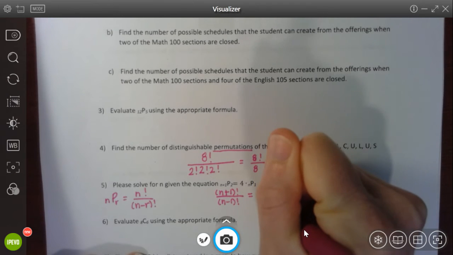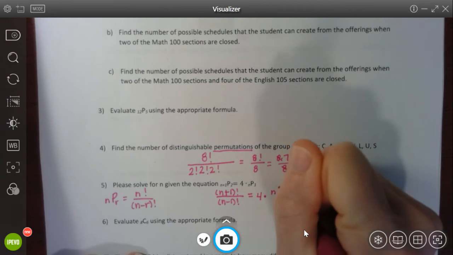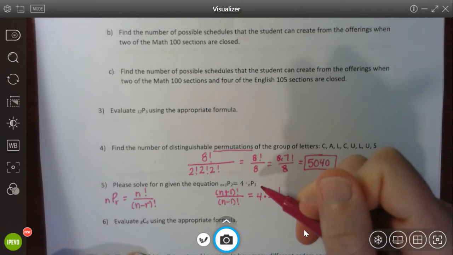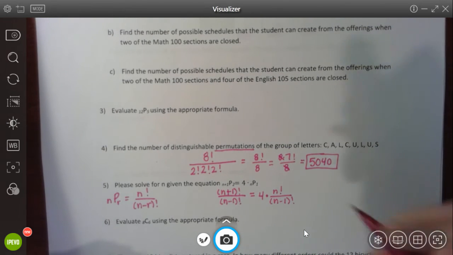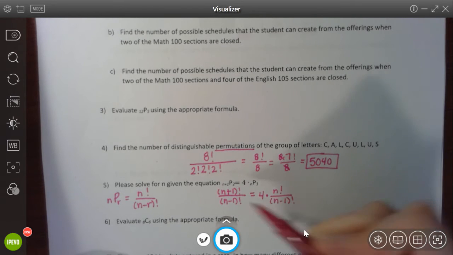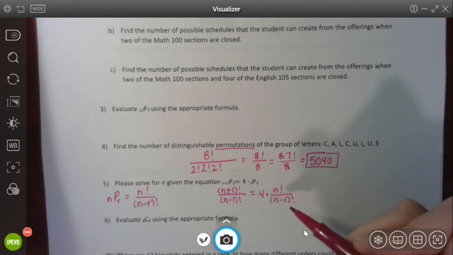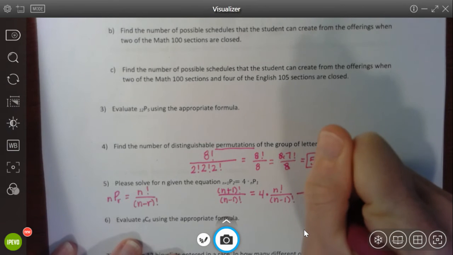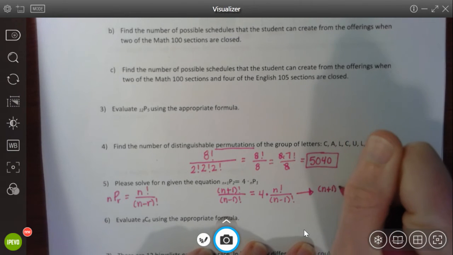So I have 4 times now the permutation formula with an n and a 1. So on this side here on the numerator, I'm just going to keep that as n factorial. And then my denominator is going to be the n minus 1 factorial. Now you'll notice that both sides of my equation have that n minus 1 factorial, but instead of canceling them out, I'm going to actually simplify each side of my fraction.